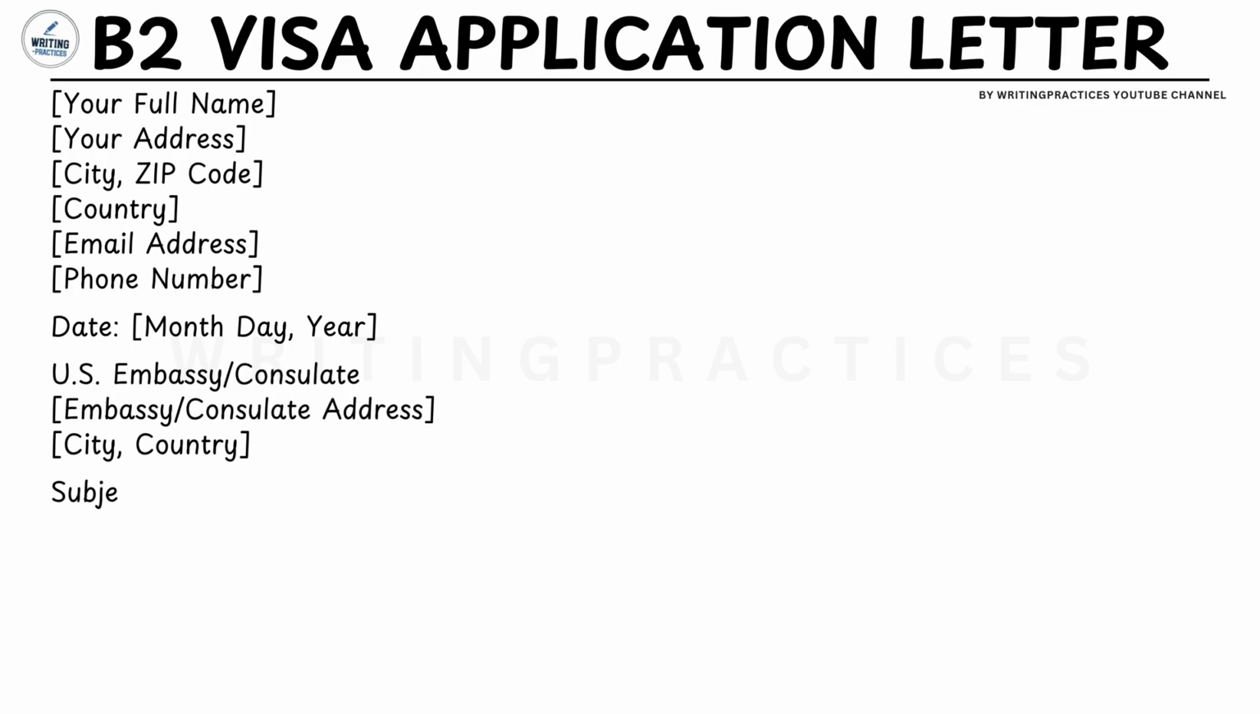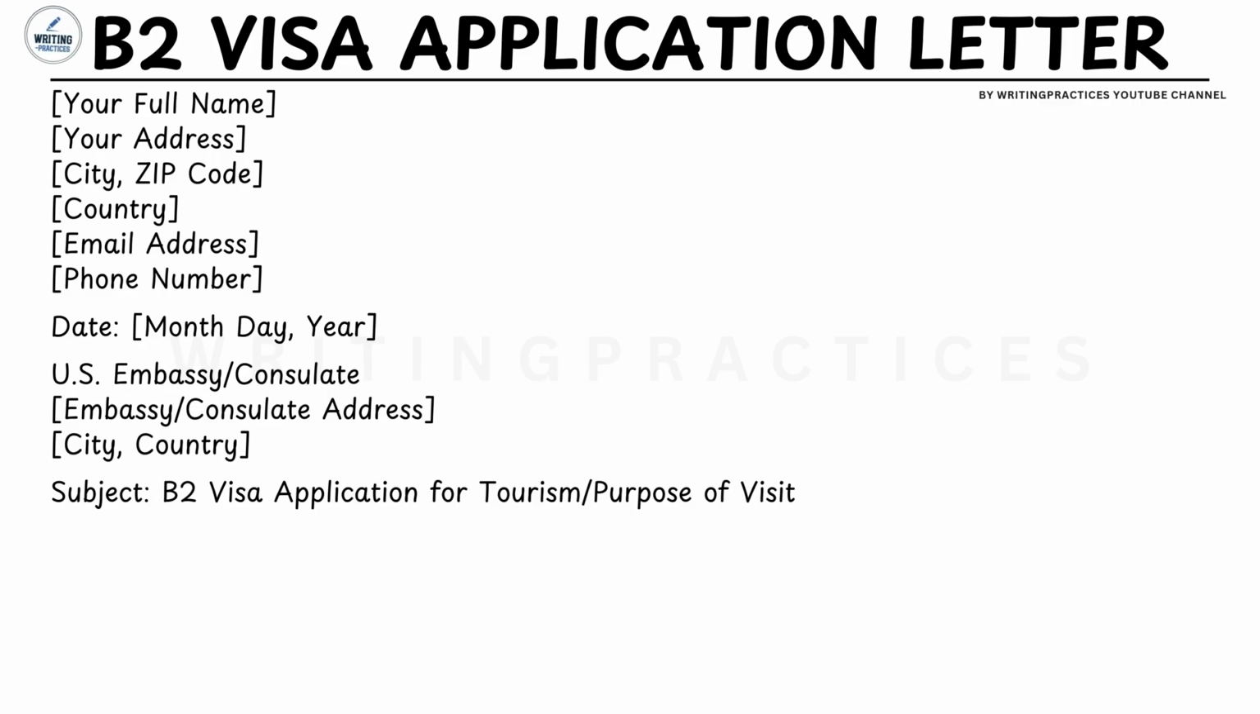Subject line, stating the purpose of the letter. Your subject line should be clear and professional, helping the consular officer immediately understand why you are writing. Use: B2 Visa Application for Tourism, Purpose of Visit. This ensures your application is properly categorized for processing. Salutation, a respectful greeting. Since you are addressing an official at the US Embassy or Consulate, use a formal greeting, "Dear Consular Officer." This keeps your letter professional and suitable for official communication.